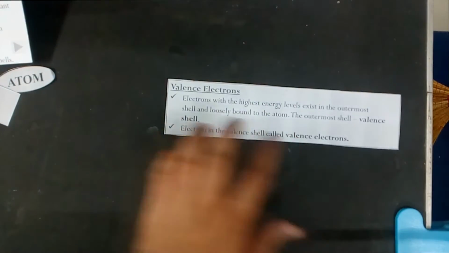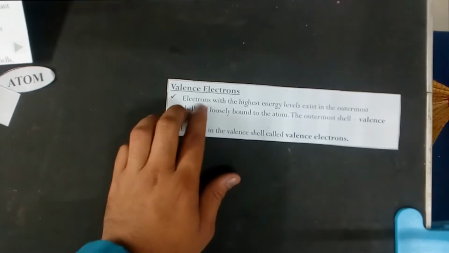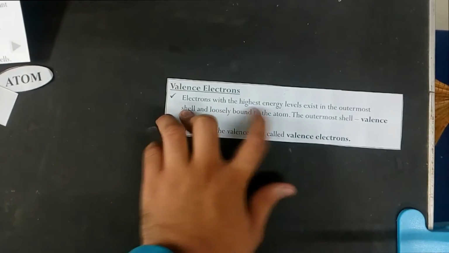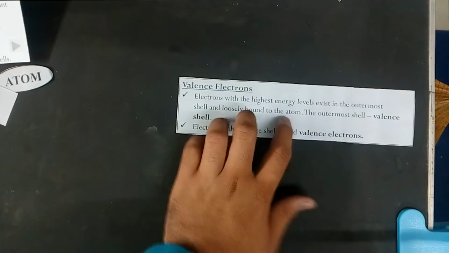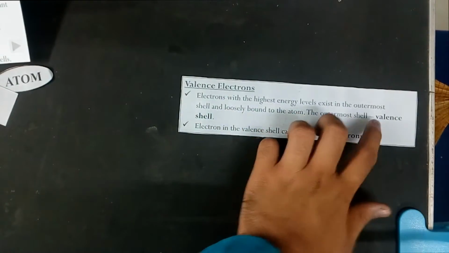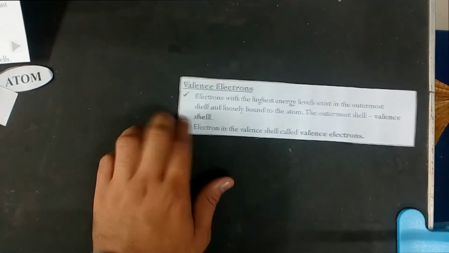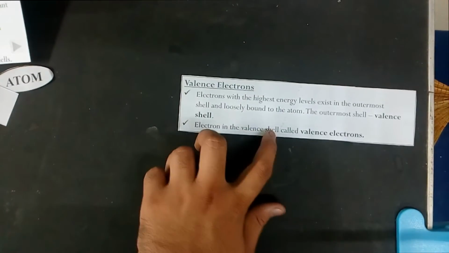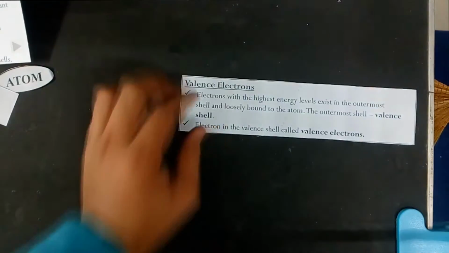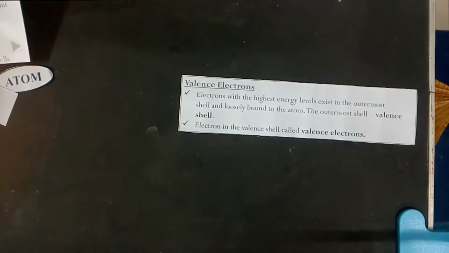The next one we're going to explain is the valence electron. The valence electron is an electron with the highest energy level, existing in the outermost shell and loosely bound to the atom. The outermost shell is also known as the valence shell. We learned this in high school. An electron in the valence shell is called a valence electron, which is the electron at the outermost shell.